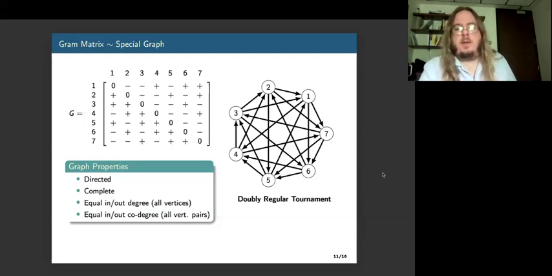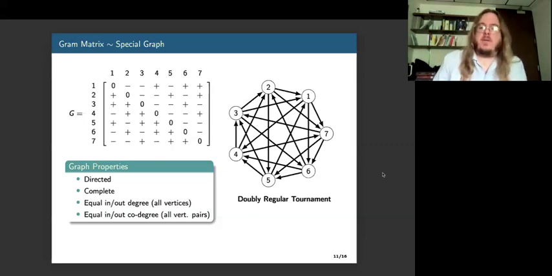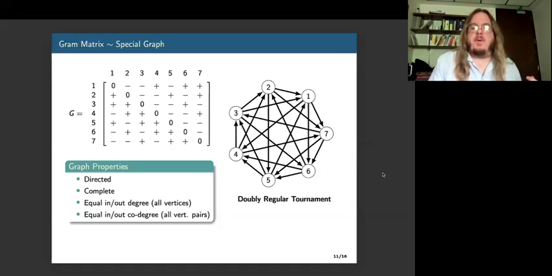It's directed, it's complete. Because all of my off-diagonal entries are plus or minus 1, I have an entry in each one of them. So there's an edge going between any pair of vertices. But I have more than that. I also have that all of my vertices have equal in and out degree. And what I mean by that is that every vertex has the same number of edges coming in as it does coming out. And that number is the same amongst all vertices.